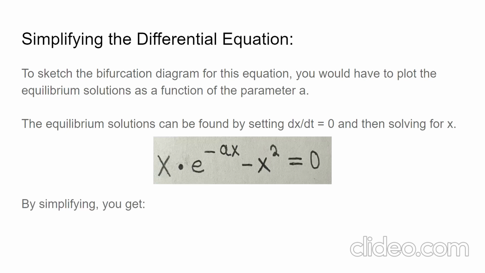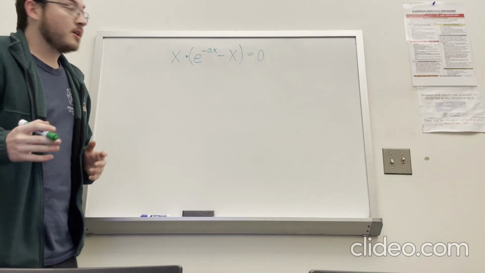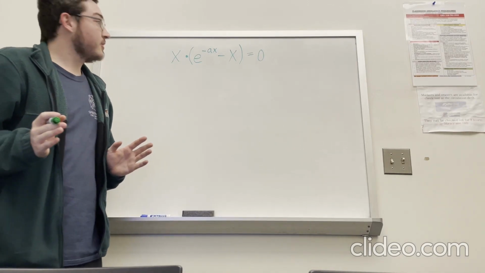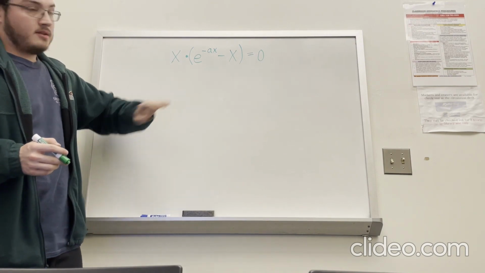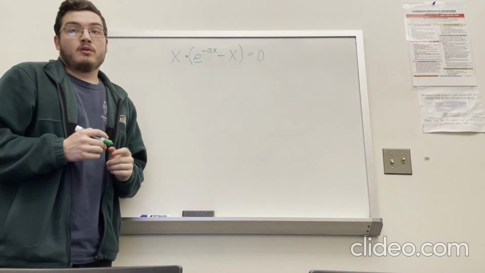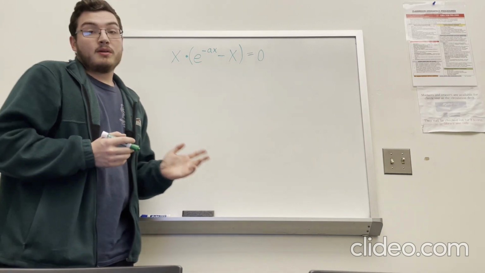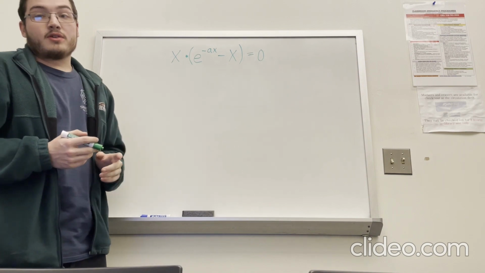After this, we can simplify it, and we would get x times the quantity e^(-ax) - x equal to 0. Okay, so now that we have simplified our differential equation, the next step in order to plot the bifurcation diagram is to find the equilibrium solutions of this differential equation.